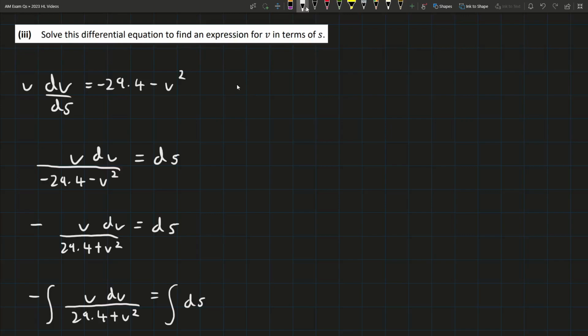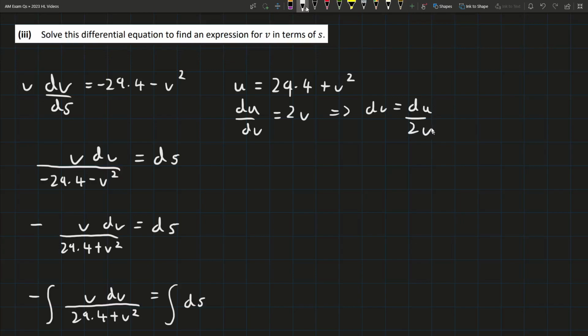as you'll see here. So let's say let u equal 29.4 plus v squared, which means that du/dv will be 2v. And now we can solve for dv to get rid of the dv. So we can say that dv will be du over 2v. So now we can rewrite minus the integral, and we're going to have v over, well, the entire denominator is just du, multiplied by the dv, which is just du over 2v. And that's going to be equal to the integral of ds, which is just s.